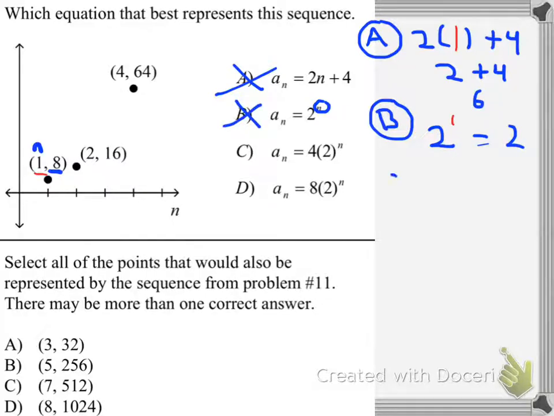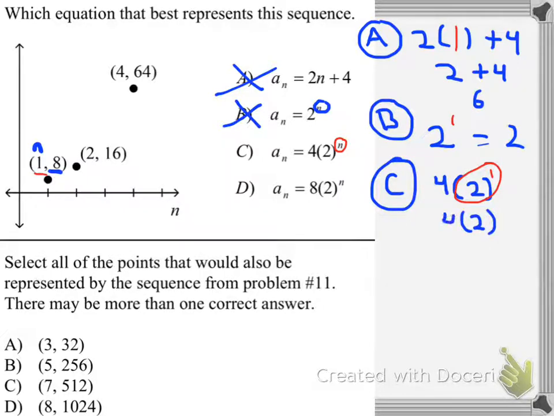Now let me try letter C. For letter C, I'm going to go through the same process. I have 4 times 2, but instead of the n, I'm going to replace it with a 1, and I'm going to simplify. Remember that you always want to do the exponents first. So that gives me 2, and we still have the 4 multiplying, and that gives me an 8.